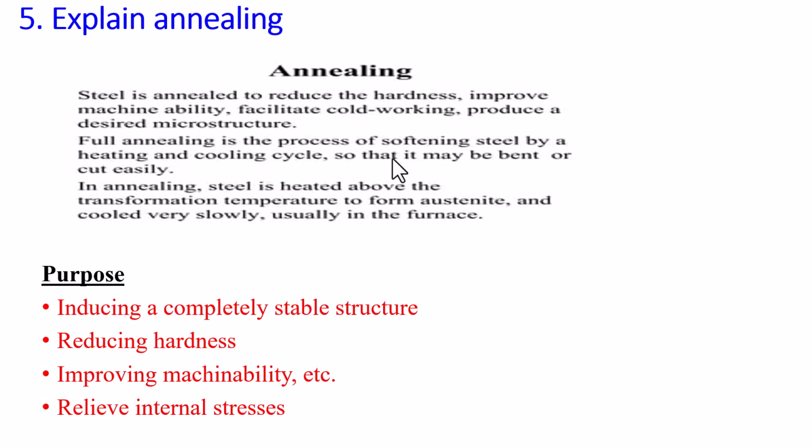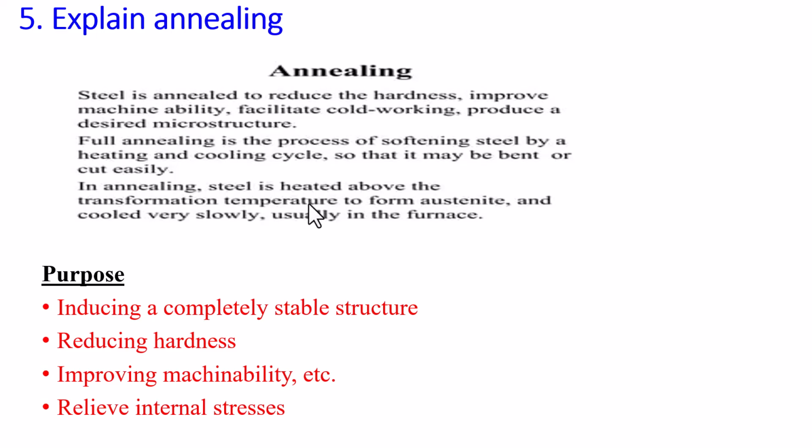Full annealing is the process of softening steel by a heating and cooling cycle. We have to heat it and we have to cool it. Annealing is a particular heat treatment process. Initially, we heat it, then we soak it. Soaking means we keep it at that particular temperature, and then cool it. Cooling determines its microstructure. That means sudden cooling, slow cooling, intermittent cooling, or very fast cooling. According to that, the property changes so that it may be bent or cut easily.